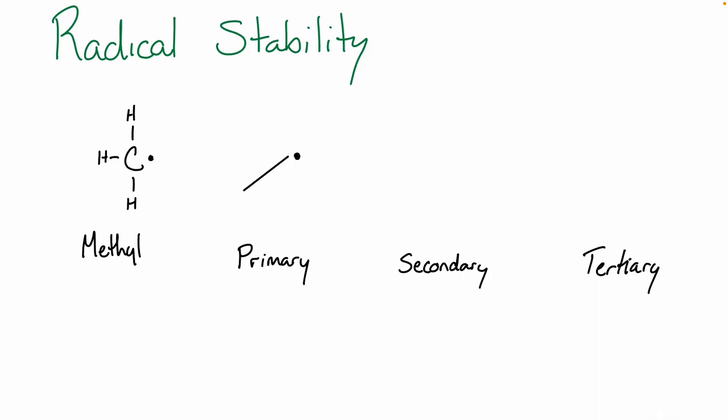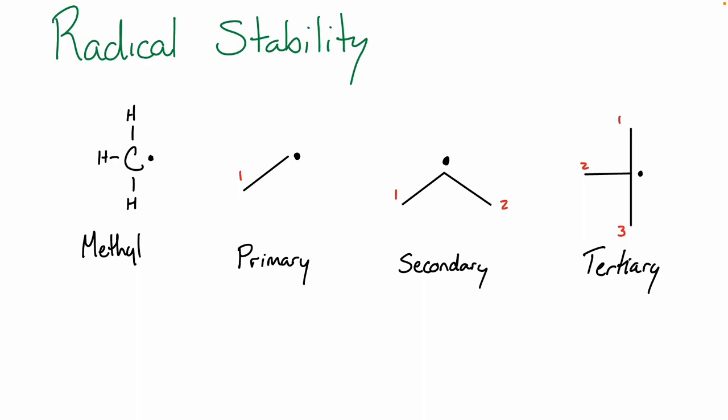So a secondary radical means that the carbon that has that unpaired electron has two neighbors, and a tertiary radical means that the carbon with the radical has three neighbors associated with it, right? Three carbon neighbors.